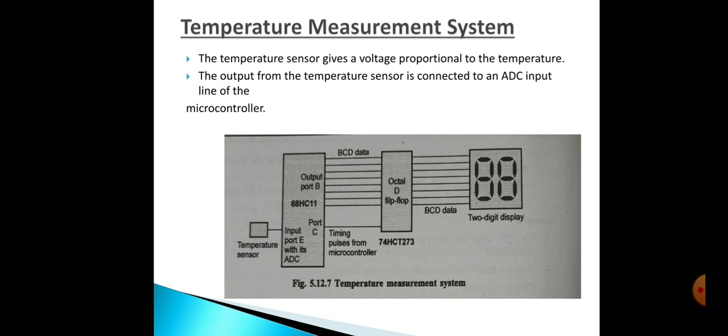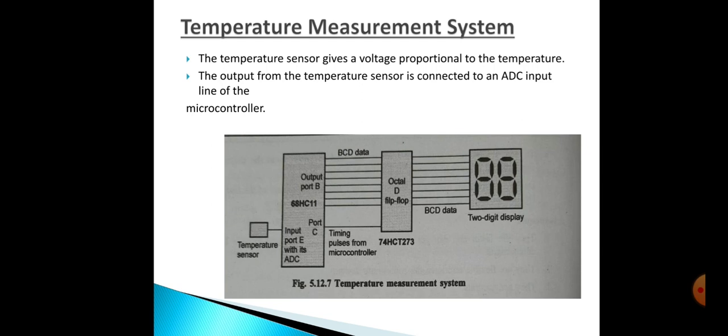So here you can see a two digit display. This will be given BCD data. BCD data means binary coded decimal. After processing, the output of the microcontroller will be binary. It has to be converted to decimal so that you will get the decimal output.